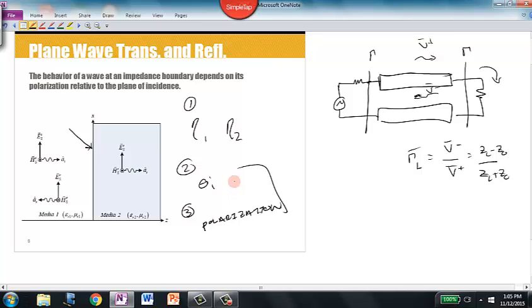So in today's lectures, what we're going to do is we're going to investigate three different situations. Those are called the TEM mode, the TM mode, and the TE mode.